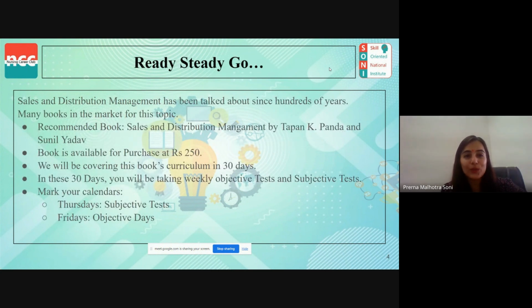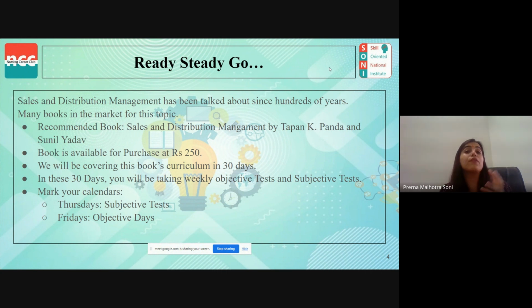Ready, steady, go. So after you've understood what your curriculum will look like for the next 2.5 months, let's talk about the sales and distribution management system, which is your core domain that you'll be working on. This magical word sales has been talked about for many years now. A lot of our gurus have tried to master it, because this is the thing that gets the Lakshmi in, that gets the money rolling into your accounts.